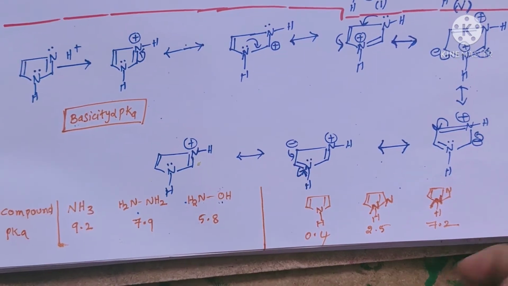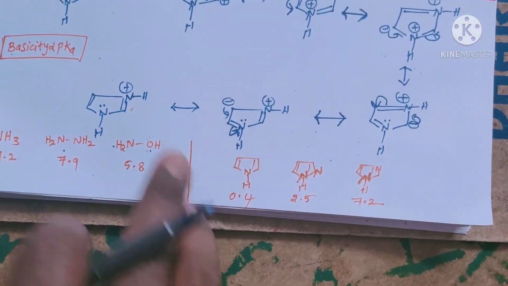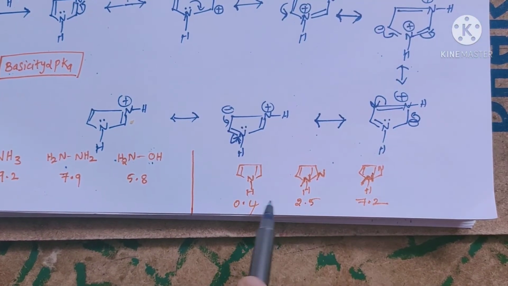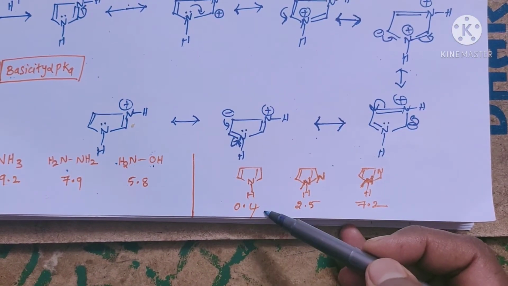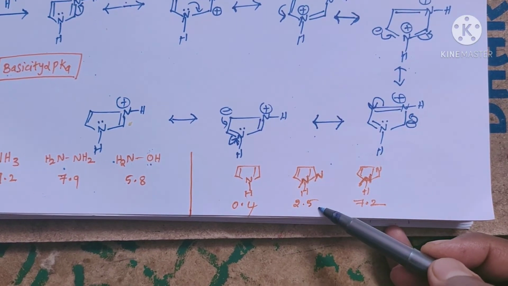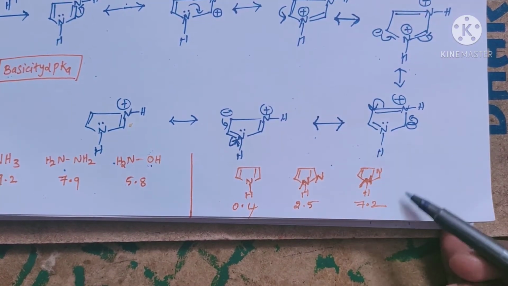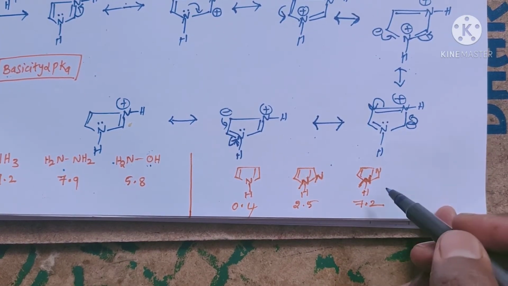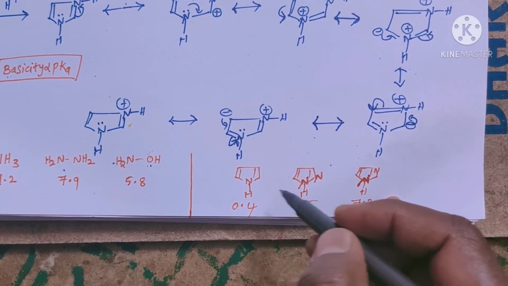And here we can observe the pKa values of pyrrole, pyrazole, and imidazole. Look here, pyrrole pKa value is 0.4, pyrazole pKa value is 2.5, and imidazole pKa value is 7.2. That means imidazole is a stronger base than pyrazole and pyrrole.